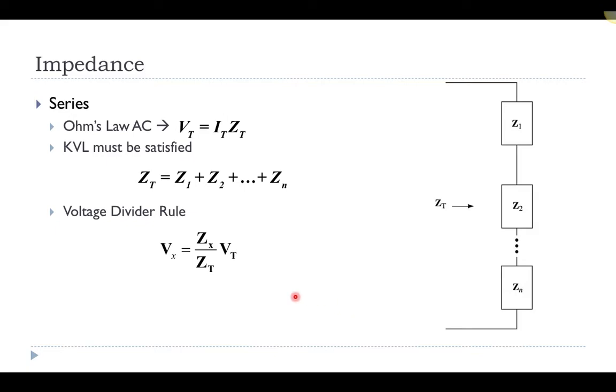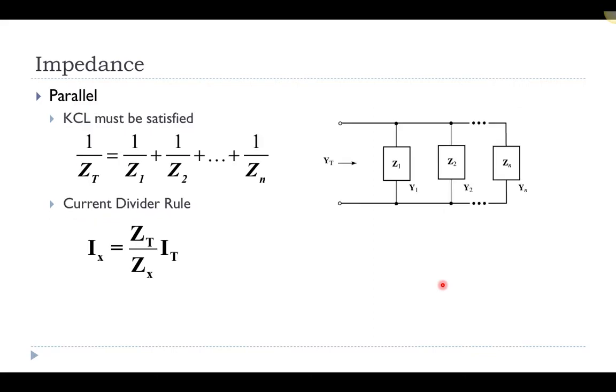equivalent for AC, and we can use the voltage divider rule for components that are connected in series, where Vx is the voltage across any one of these components, Zx is the impedance value of any one of these components, Z total is the total equivalent impedance, and then the total voltage across those components. Additionally, if we have components that are connected in parallel, Kirchhoff's current law has to be satisfied, so the current entering the junction has to equal the current that's passing through each of the components.